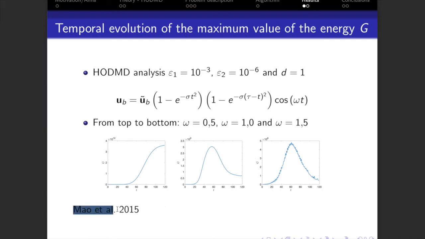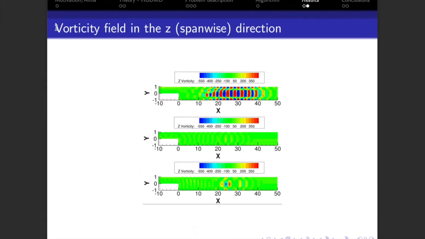Mao observed similar behavior in the evolution of the energy, although there are some differences in the value of the energy growth. One of the main reasons for these discrepancies could be the different boundary perturbations used in our case. The following figure shows the span-wise vorticity for different values of omega. From top to bottom, omega goes from 0.5 to 1 to 1.5. These structures are similar to those obtained in Mao, observing the same pattern in the case of omega equal to 0.5 and recovering part of the activity of the mode in the region near the step in the case of omega equal to 1.5.